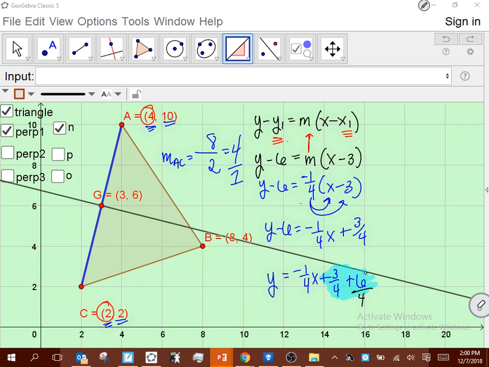4. So what's that 6 turn into then? 24. That's still 6, right? 24 over 4 is still 6, right? So now when I add those together, does that give me y equals negative 1/4 x plus 27/4? Okay. That is the equation of AC's perpendicular bisector.